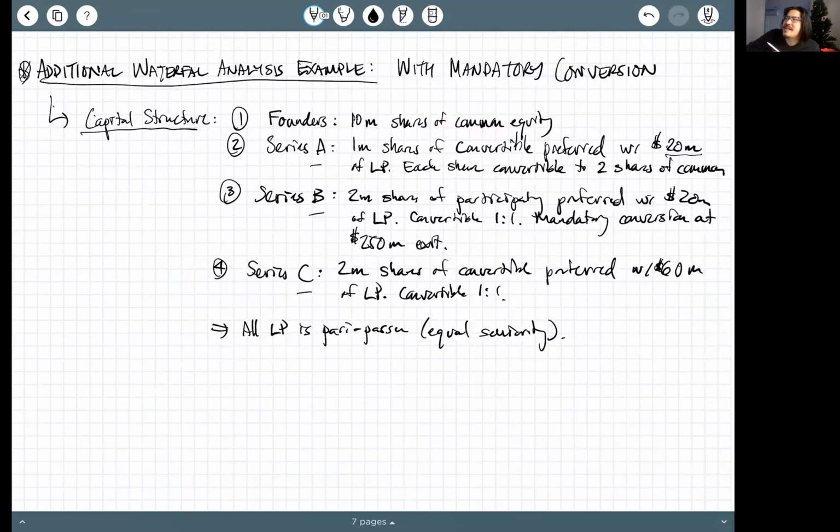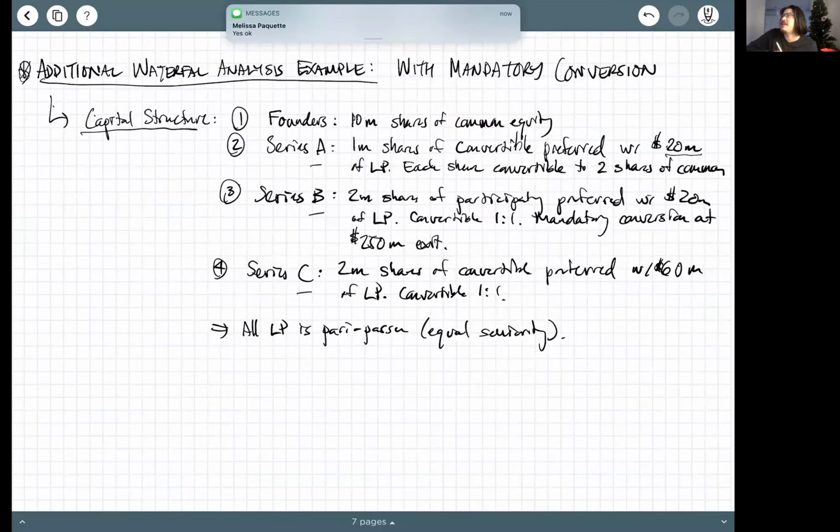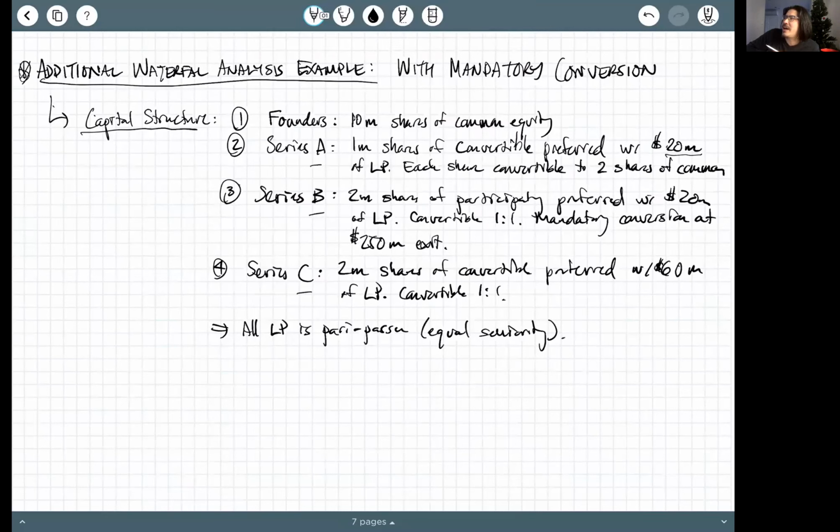And then we've got Series C. Series C is 2 million shares of convertible preferred with a total of 60 million of liquidation preference, convertible 1-for-1. So basically can be converted to 2 million shares of common equity. And then the final thing I need to specify is the seniority structure of the liquidation preference. I'll assume that liquidation preference across all 3 rounds of funding is pari passu. That's just another way of saying equal seniority.